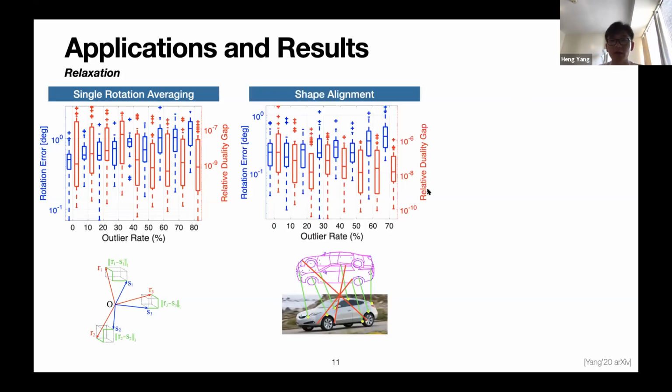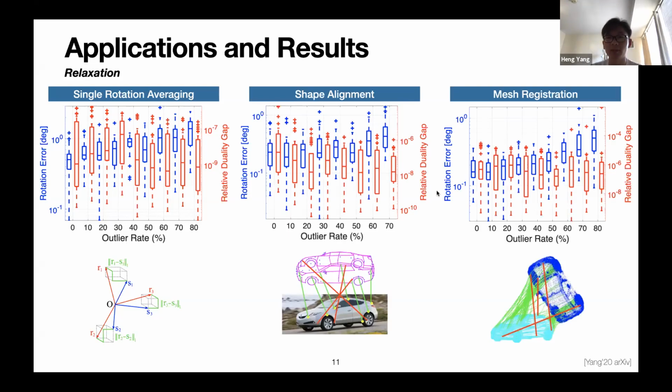And then I'm showing similar results for shape alignment and mesh registration, which are actually more complicated applications than single rotation averaging, and you actually encounter these problems in robotic perception. So similar results carry over to these more complex experiments. You see that the rotation error is very tiny, and the relative duality gap is super small.